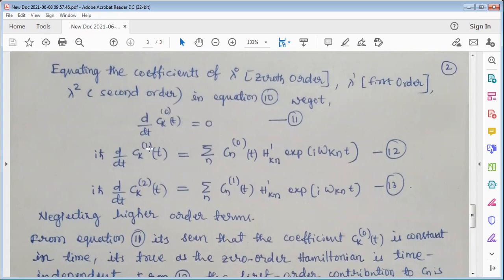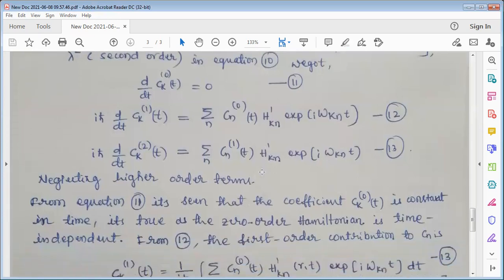Similarly, this is the first order, the power of lambda when these are the terms equated as lambda raised to 1 terms, and these are the things equated as the coefficient of lambda square on both sides. So we got three equations just comparing the lambda raised to 0 terms, lambda raised to 1 terms, and lambda square terms on both sides, and neglecting the higher order terms.